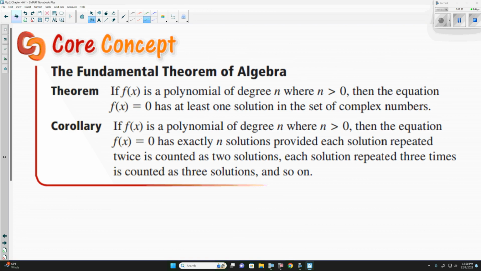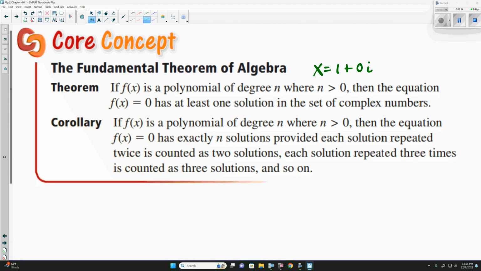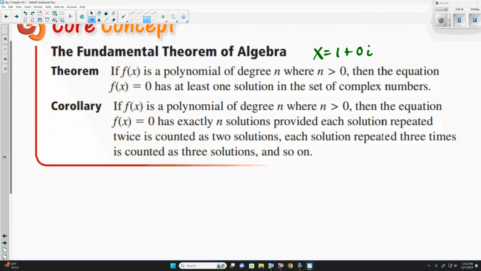Now this leads us into the fundamental theorem of algebra. If f of x is a polynomial function of degree n, where n is greater than 0, then the equation has at least one solution in the set of complex numbers. Well, we can say if x is equal to 1 as a solution, 1 plus 0i makes it a complex number. So we will have at least one solution in the complex numbers.